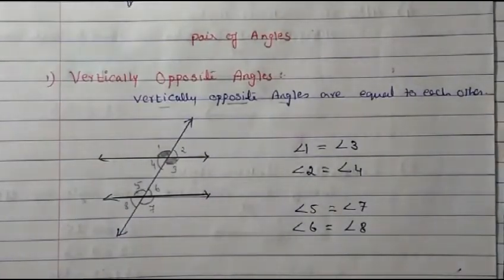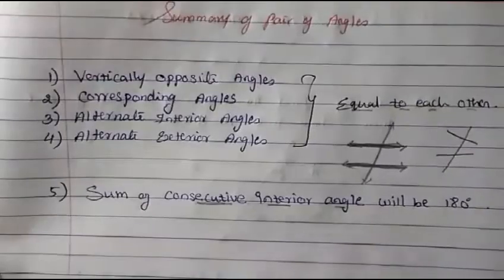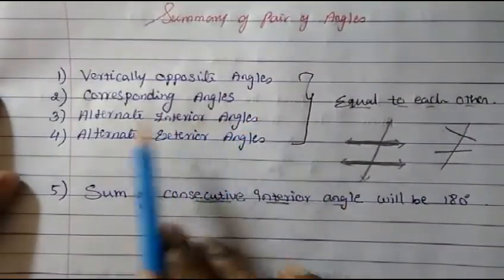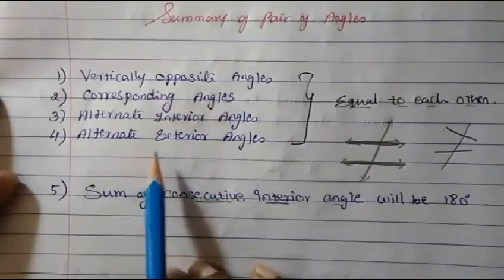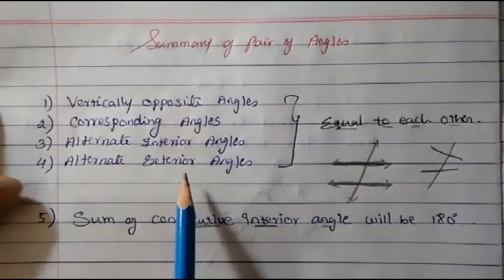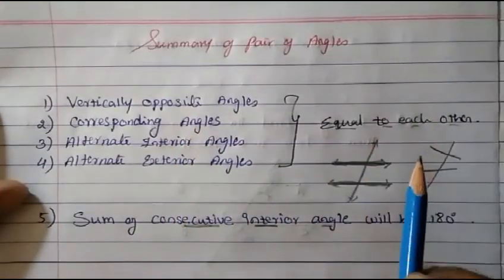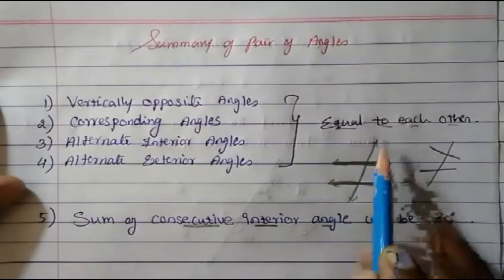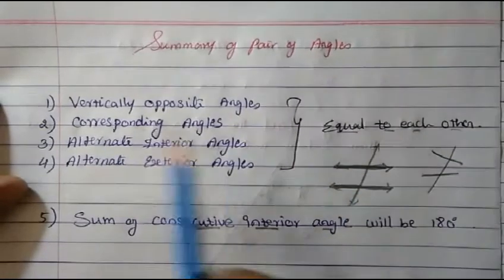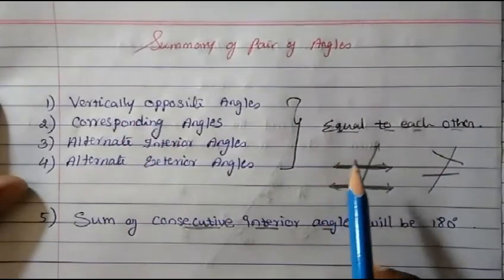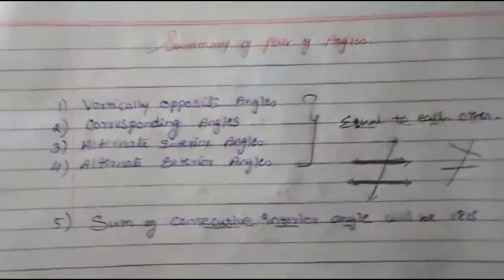So in summary, let me show you. Vertically opposite angles, corresponding angles, alternate interior angles, alternate exterior angles are equal to each other, and the sum of consecutive interior angles will be 180. When are they equal to each other? When the lines are parallel and the transversal cuts through. That we should not forget. Please go through the introduction.